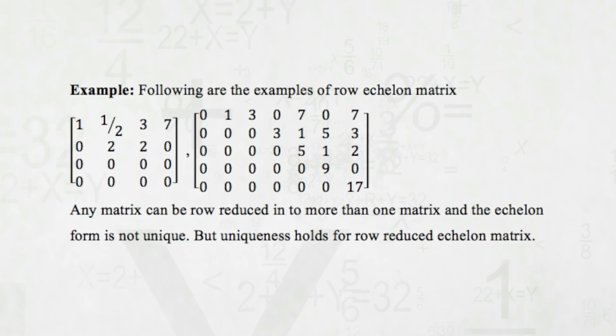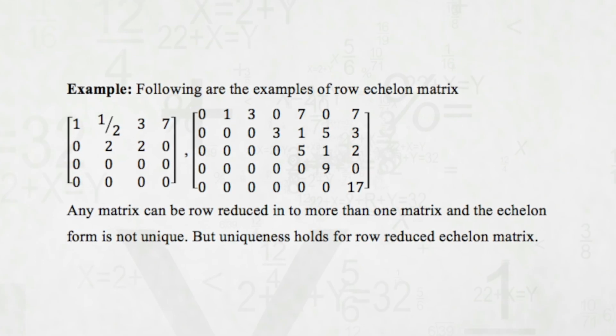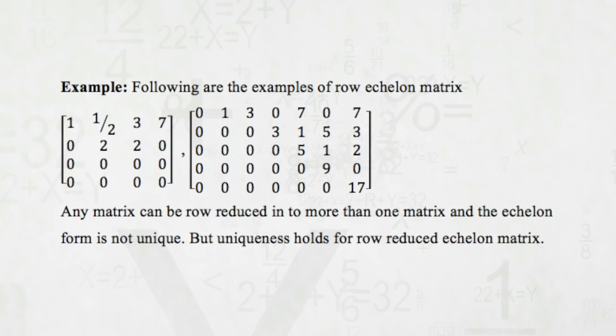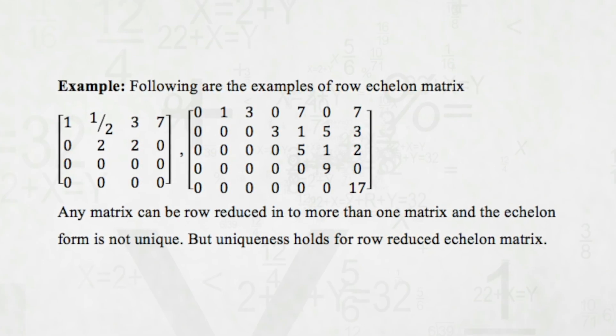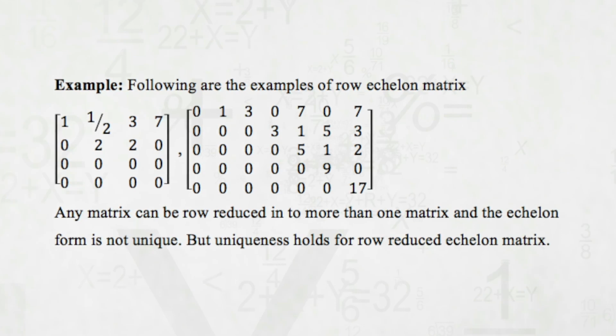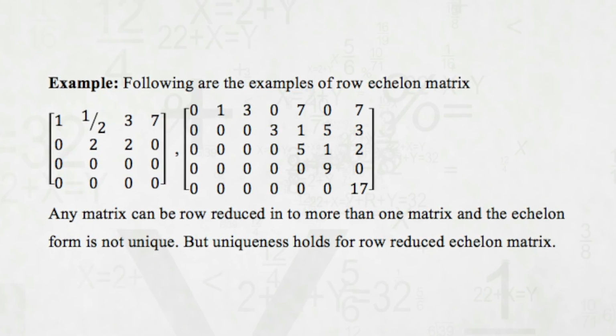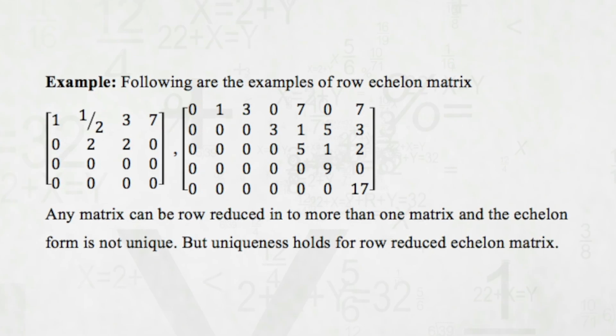And another example. Consider the matrix 1, 1/2, 3, 7; 0, 2, 2, 0; 0, 0, 0, 0; 0, 0, 0, 0. This first matrix, and the second matrix that is shown on the screen, are also in echelon form.